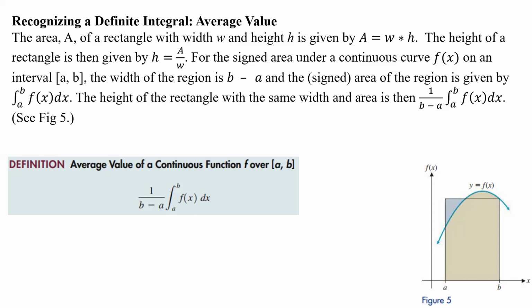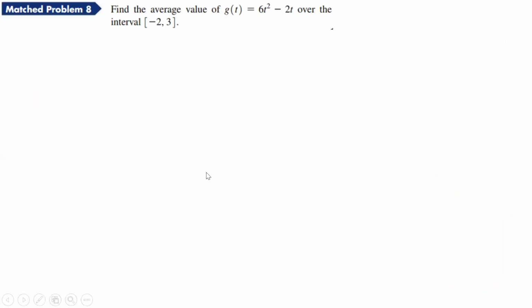Now the height of the rectangle with the same width and area is then 1 over b minus a, the integral from a to b of f of x dx. So that's what we're looking at here. And so the average value of a continuous function f over that closed interval a to b is going to be 1 over b minus a, the integral from a to b of f of x dx. So that's kind of what we're looking at here. And so what we want to do is we want to do this calculation.